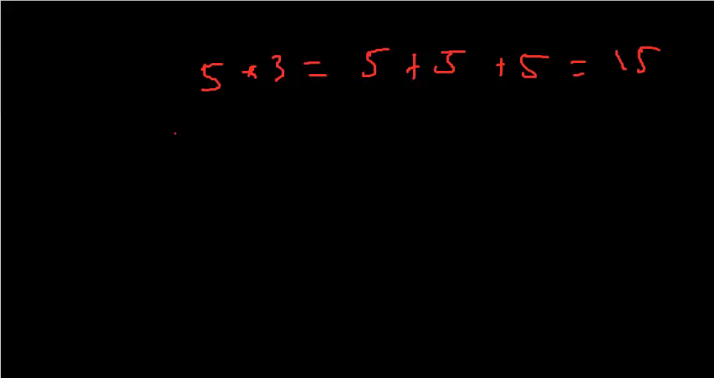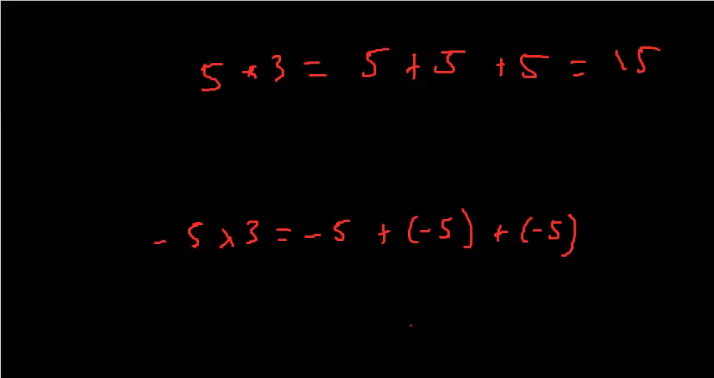So instead, let's say I had negative 5 times 3. This is just saying I have negative 5, 3 times. Negative 5 plus a negative 5 plus one more negative 5. Okay, if I add these three together, I get a negative 15. So what we can see here is multiplying a negative times a positive, my answer will be negative.